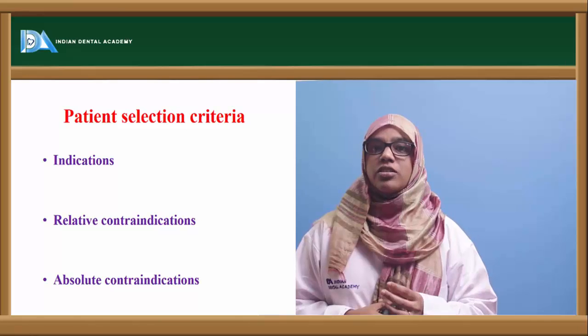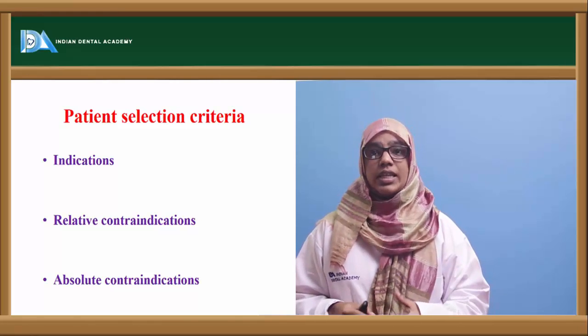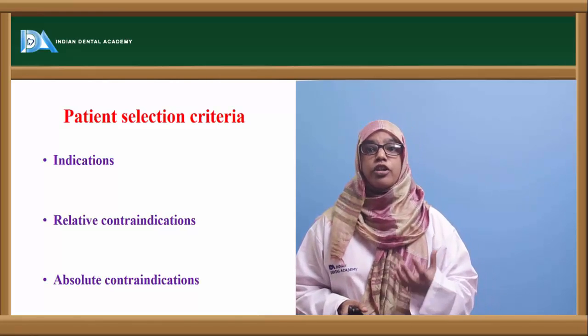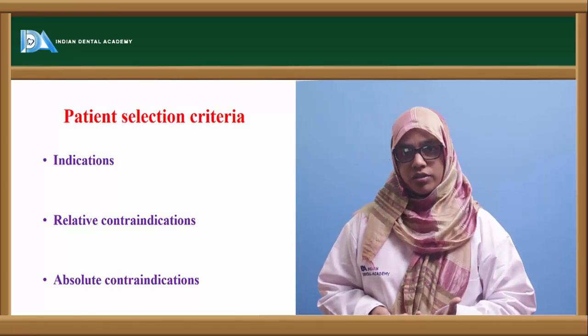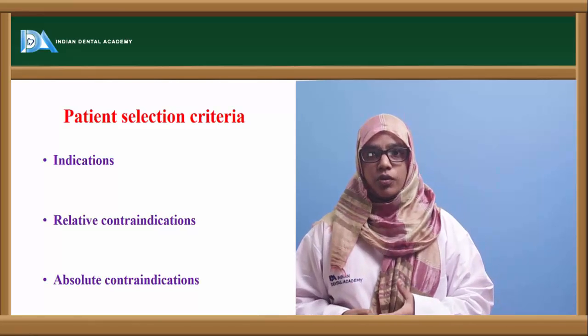Absolute contraindications are uncontrolled systemic diseases like uncontrolled hypertension, uncontrolled diabetes. Now, in these cases the patient is more prone to infections. Okay, so these are absolute contraindications.